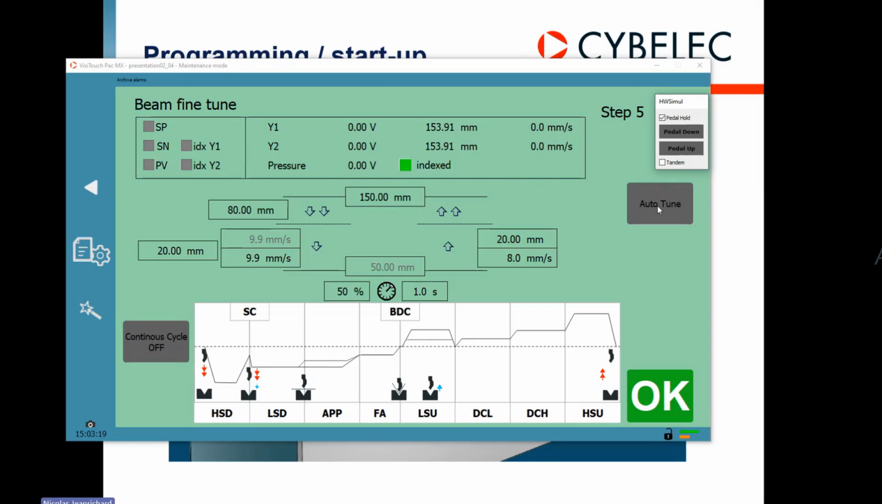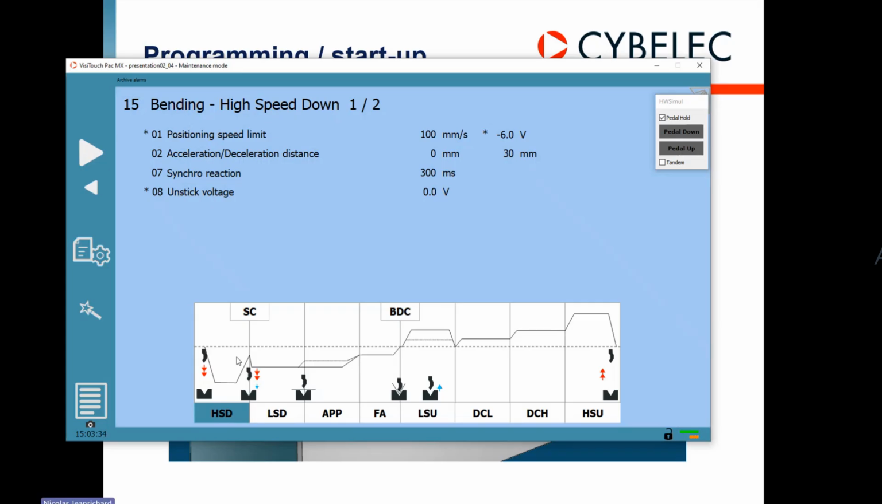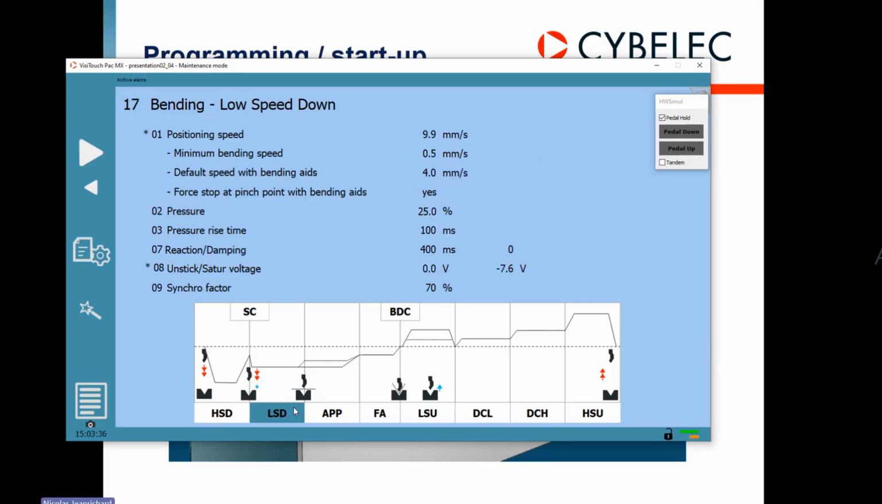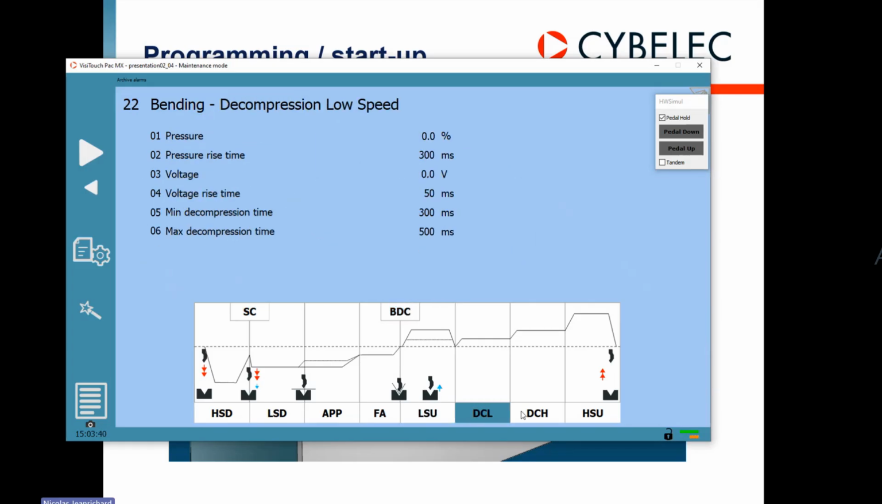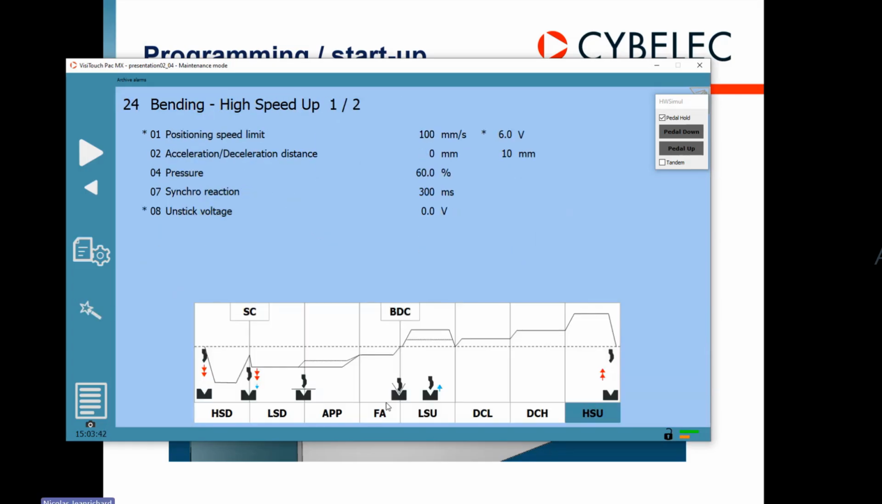Then you have the fine tuning. So here we have the whole beam parameters. You have high speed down, speed change, low speed down, after pinch point, final approach, BDC, and so on. So that's the whole movement of the beam. And if you click here, you will see all the parameters of the beam. Of course, we cannot talk about them today, otherwise it will be too long, but that's basically all the parameters.